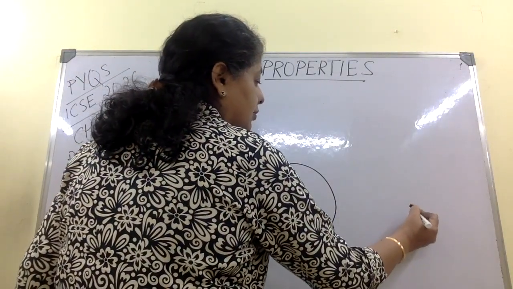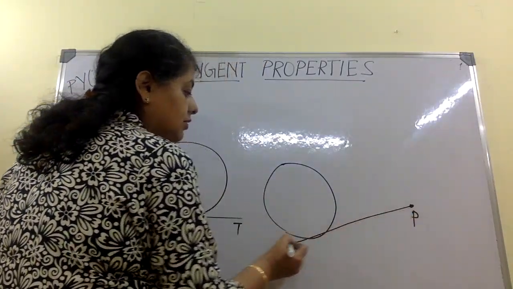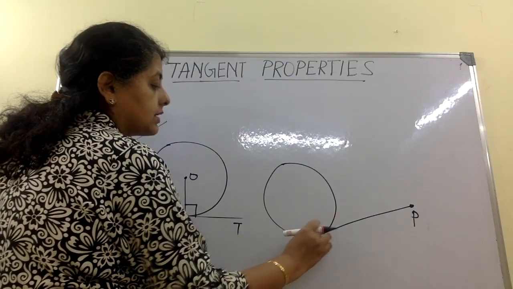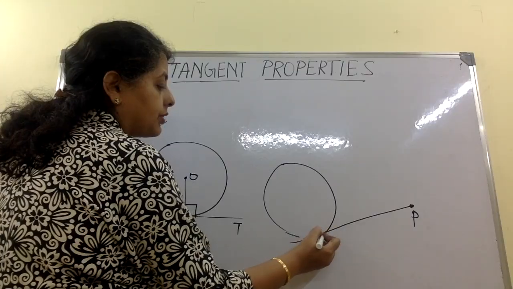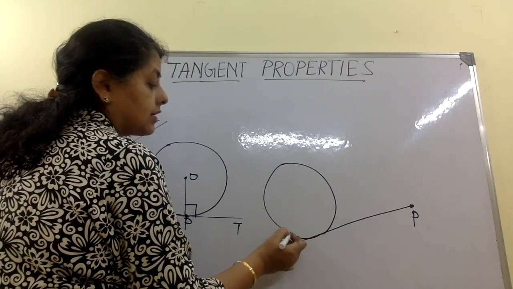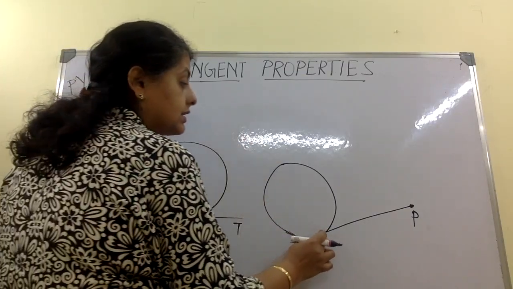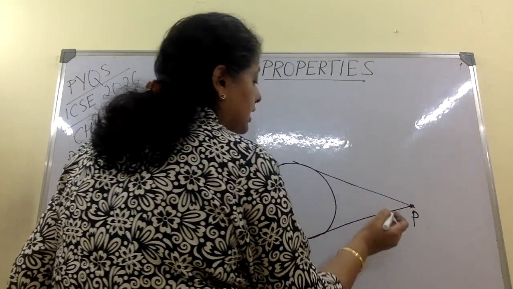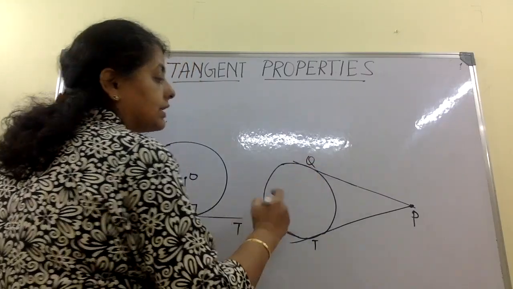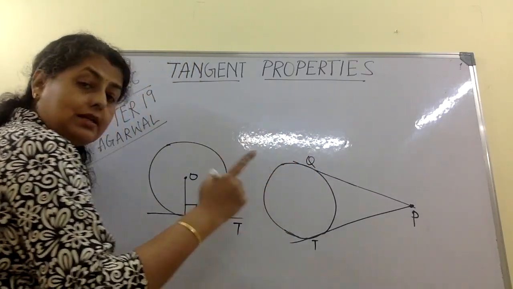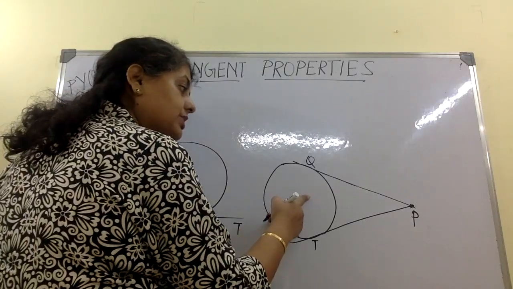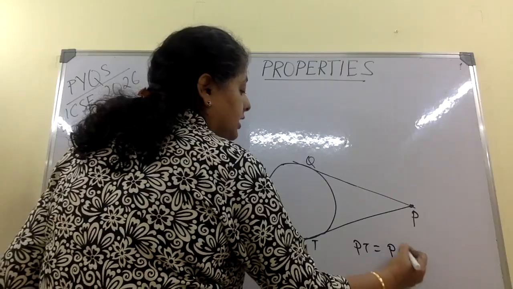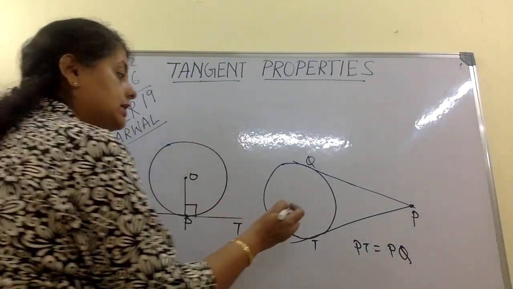Let's come to the second property which we know about tangents. If this is an external point P, and from this external point P, this has become a chord, this is a tangent, it has to scrape through the side, it cannot cut. So this is a tangent now, and here is another tangent. So PT and PQ are the two tangents from one external point to the same circle, then PT is equal to PQ.